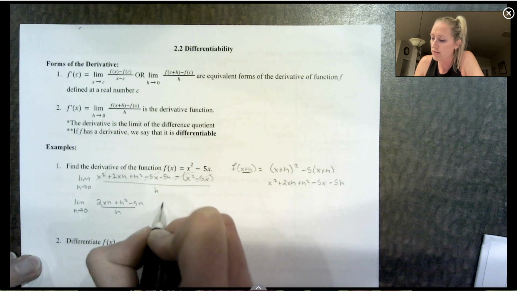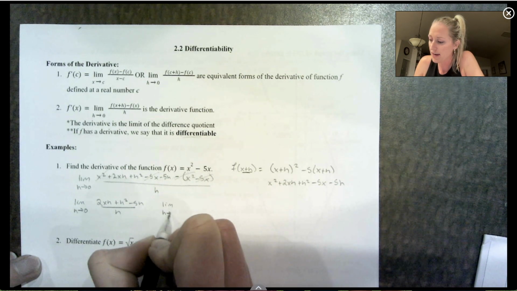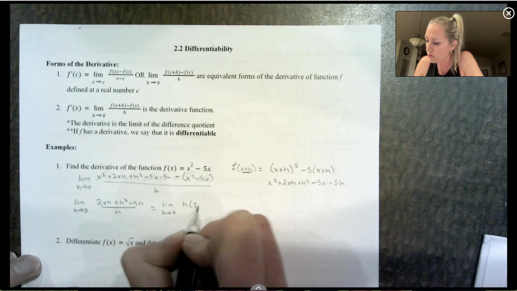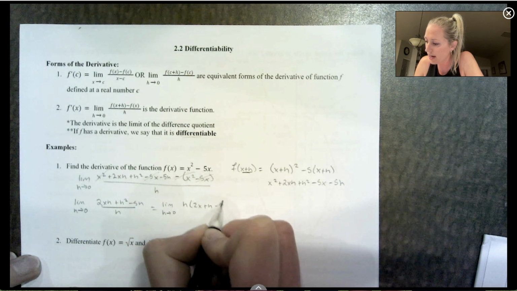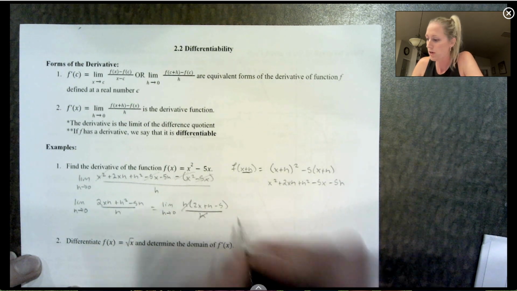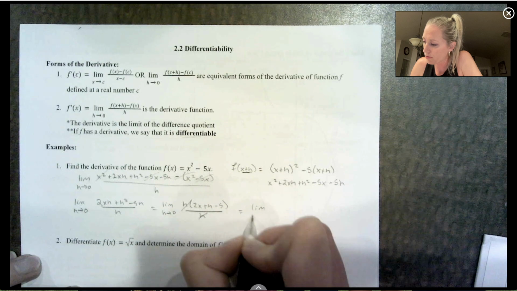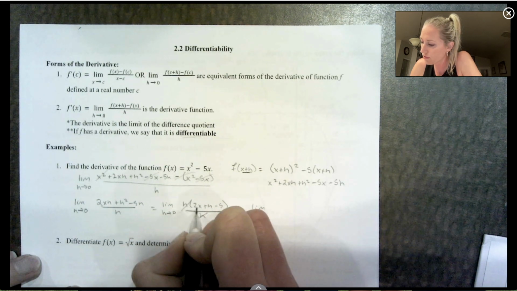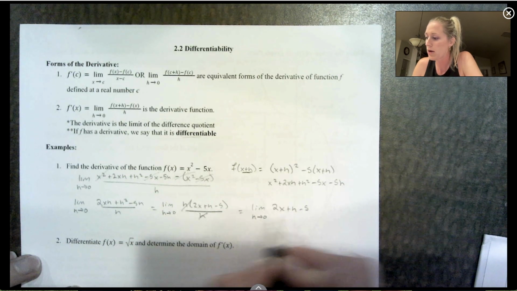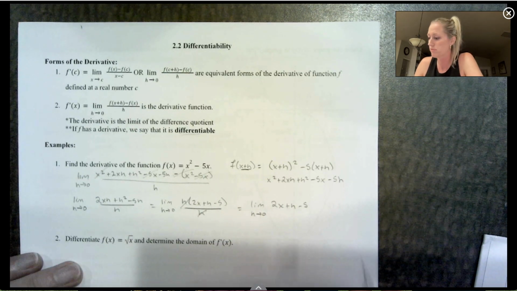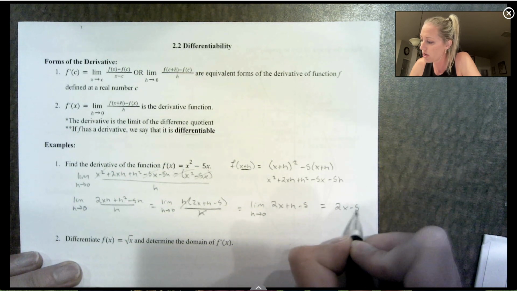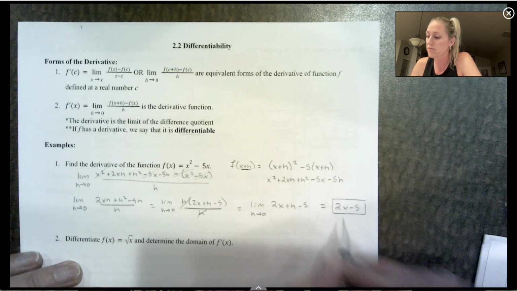Another way I could write that is I could factor out this h from the numerator and say we have 2x plus h minus 5. Now I can divide out that h. So now I get the limit as h approaches 0 of 2x plus h minus 5. Now if I substitute in 0, we're good. We don't have division by 0. If I plug in 0 for h, I'm left with 2x minus 5. So this is my derivative function.